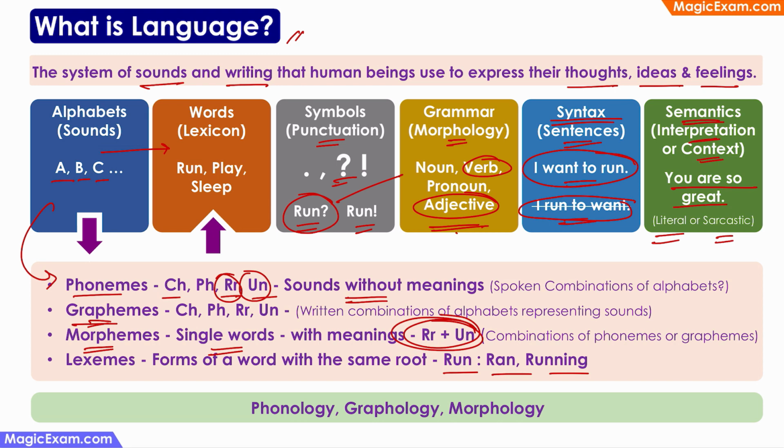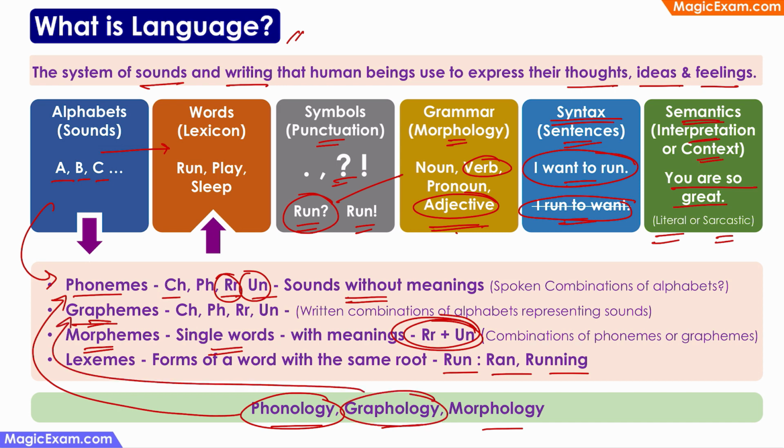Three more words that you should know are phonology, graphology and morphology. Phonology is nothing but the study of phonemes. Graphology is nothing but the study of graphemes. And morphology is nothing but the study of morphemes.